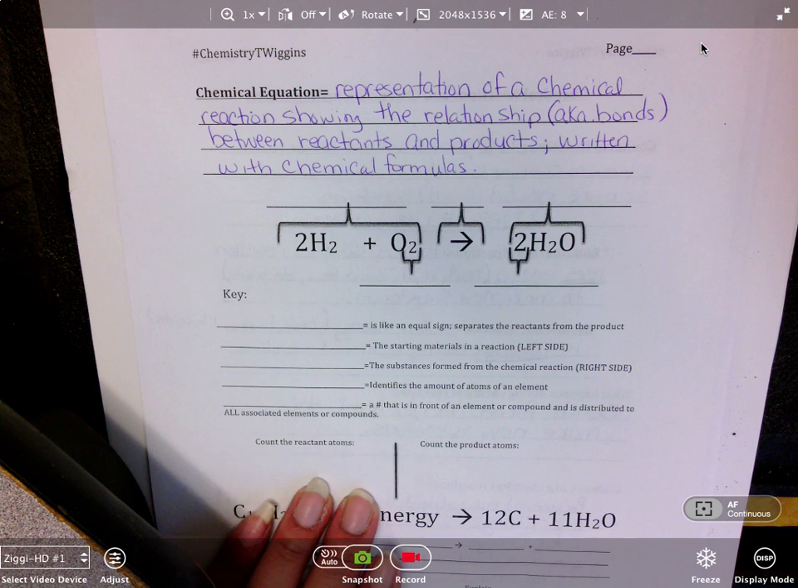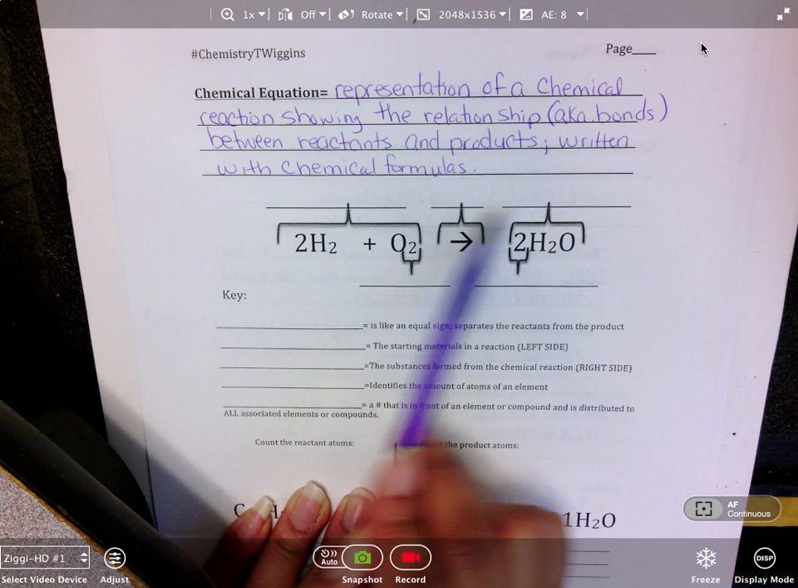So, for example, this right here is a chemical equation.